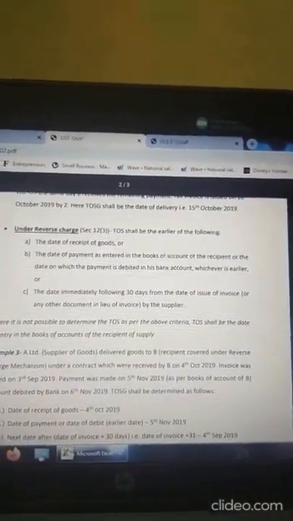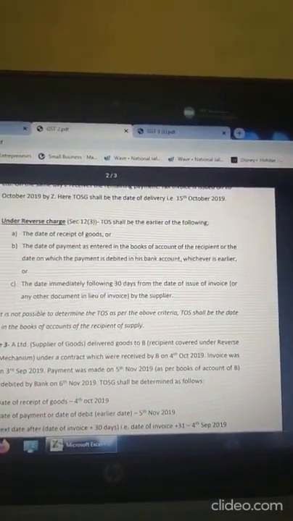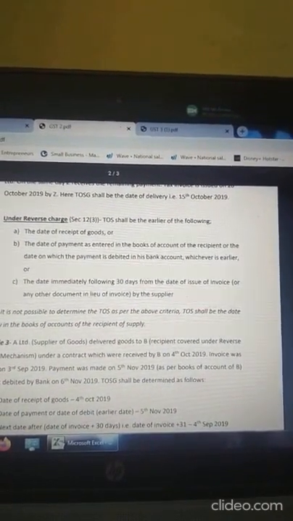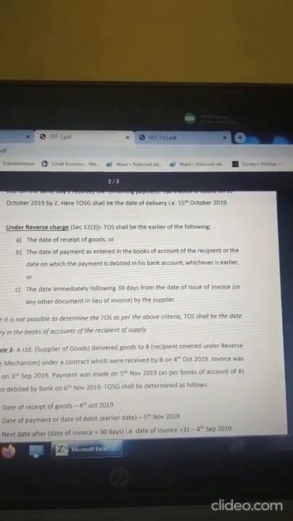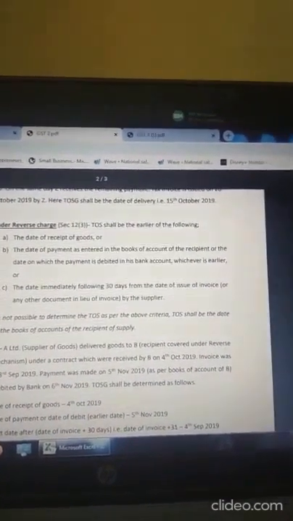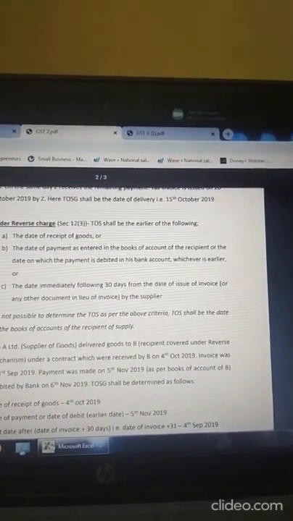Under the reverse charge, the time of supply shall be the earliest of the following: date of receipt of goods, date of payment entered in the books of accounts of the recipient or date of payment debited in his bank account, whichever is earlier, or the date immediately following 30 days from the date of issue of invoice by the supplier.